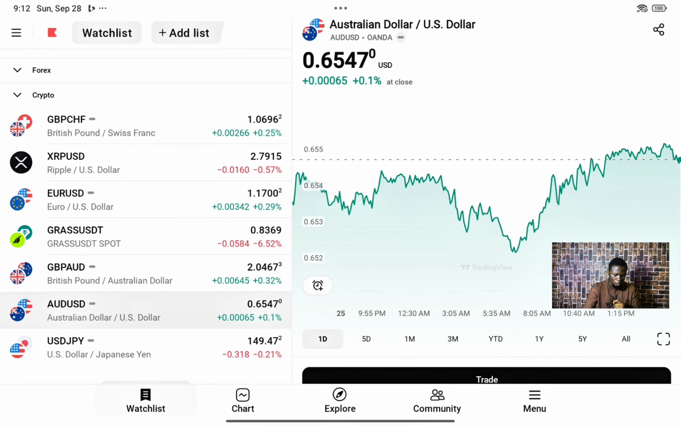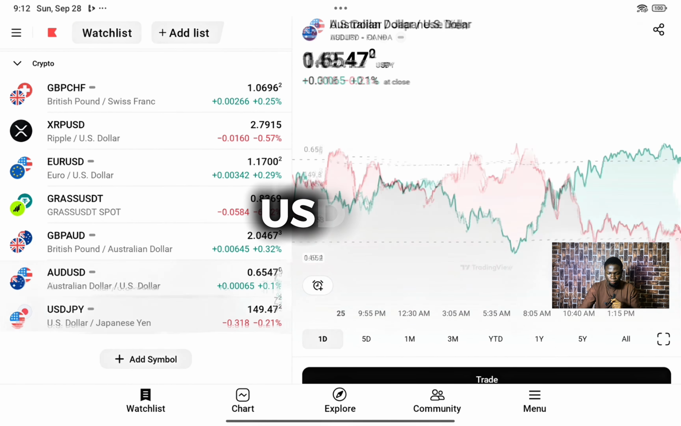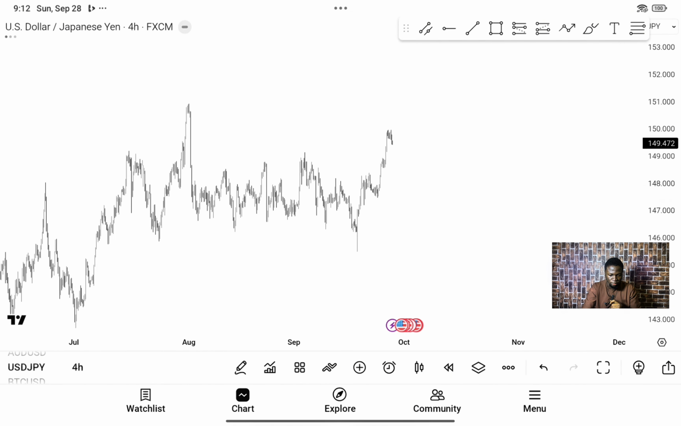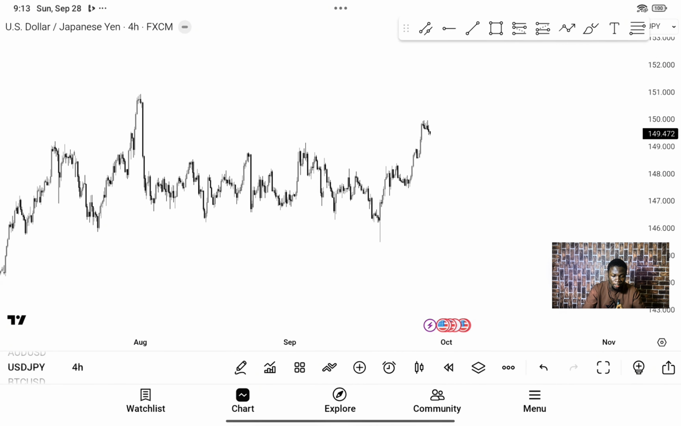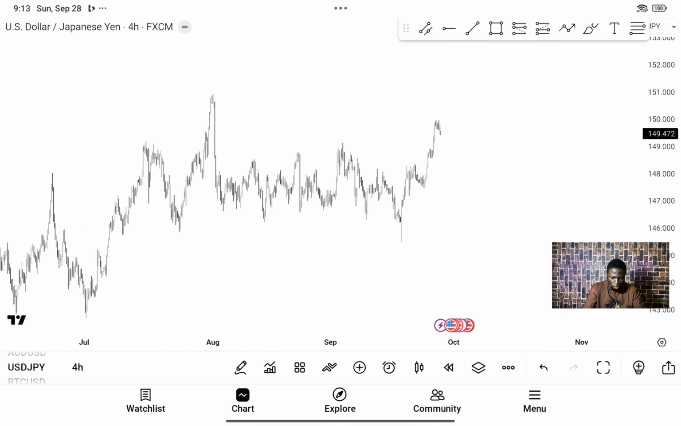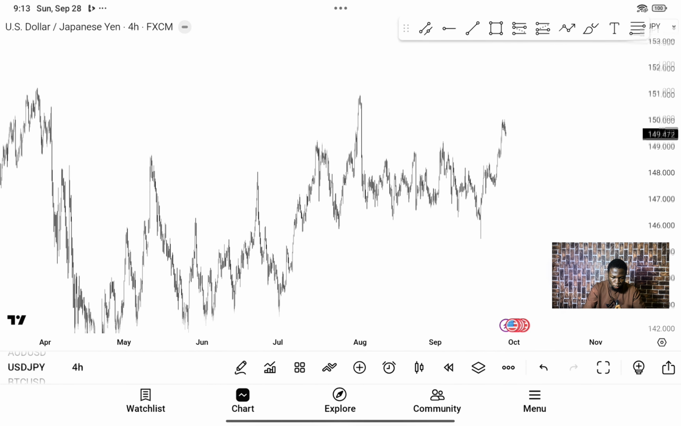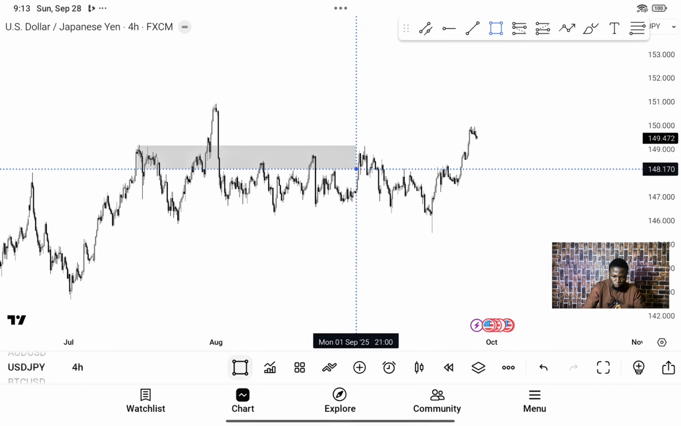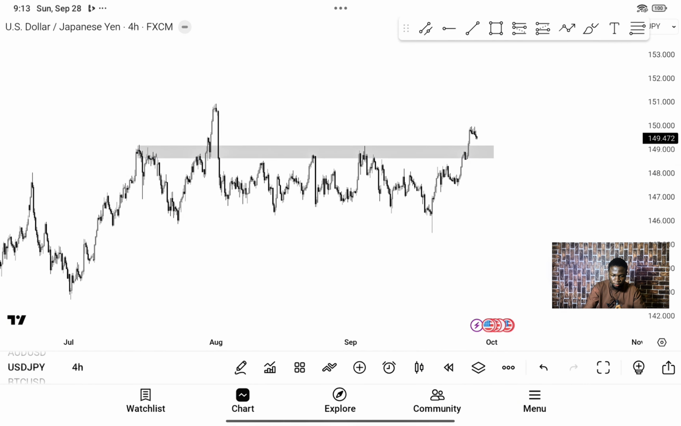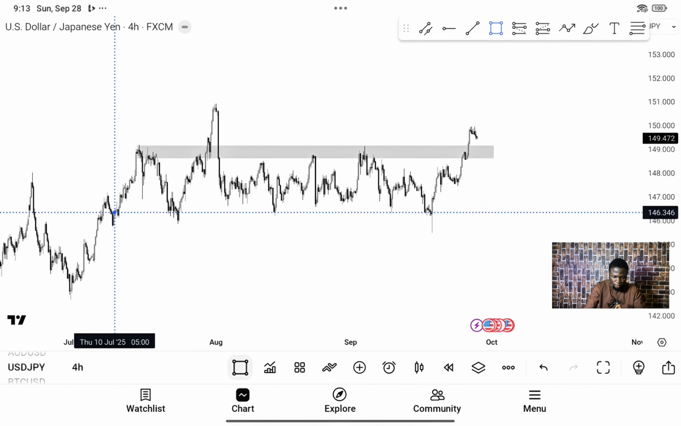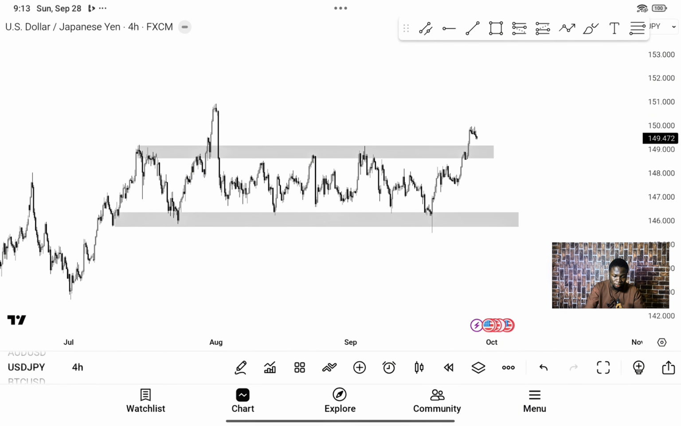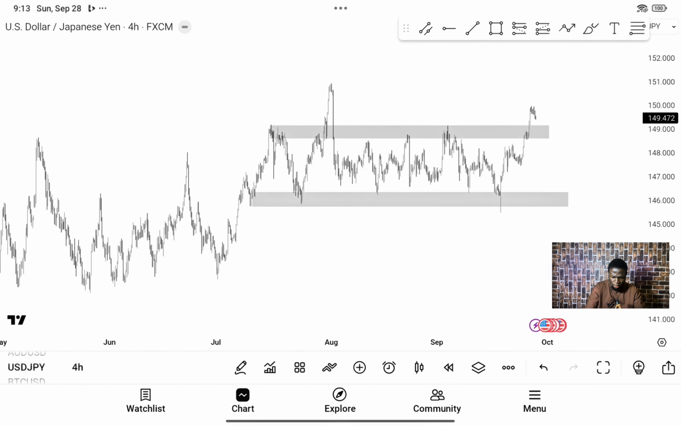Now back to another pair. We have the USDJPY. USDJPY on the other hand is the opposite of EURUSD and AUDUSD. On USDJPY, what am I seeing? USDJPY has been ranging since this market. You can see it has been ranging. This is what USDJPY has been doing since Wednesday, July. Do you understand?